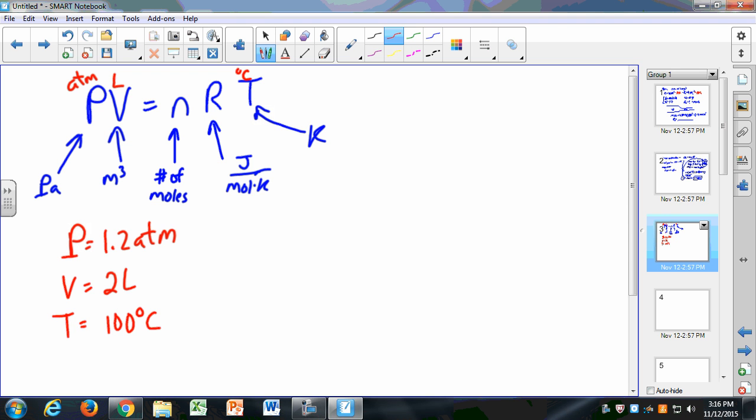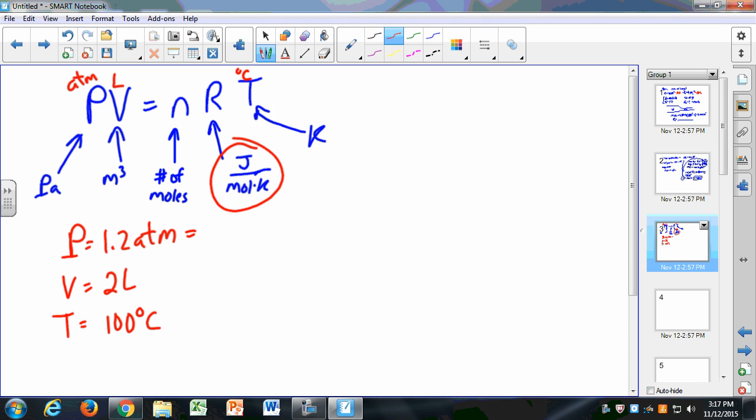Now, I try not to give too many meaningless conversions, like just busy work, but these are sort of the common units that you have. But in order to use the ideal gas law, at least when you're using an R here, this joule per mole Kelvin, you need to convert them all to SI units. All right? So 1.2 atmospheres, what is that in pascals? How many pascals are in an atmosphere?